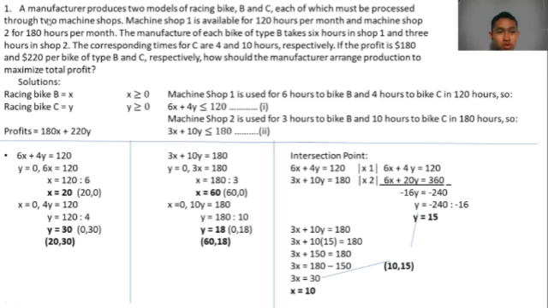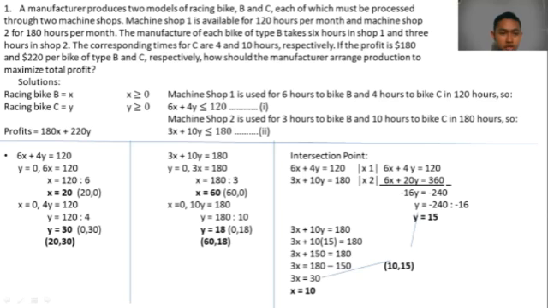The first question is: a manufacturer produces 2 models of racing bike, B and C, each of which must be processed through 2 machine shops. Machine shop 1 is available for 120 hours per month and machine shop 2 for 180 hours per month. Each bike of type B takes 6 hours in shop 1 and 3 hours in shop 2. The corresponding times for C are 4 and 10 hours respectively. If the profit is $180 and $220 per bike of type B and C respectively, how should the manufacturer arrange production to maximize total profit?